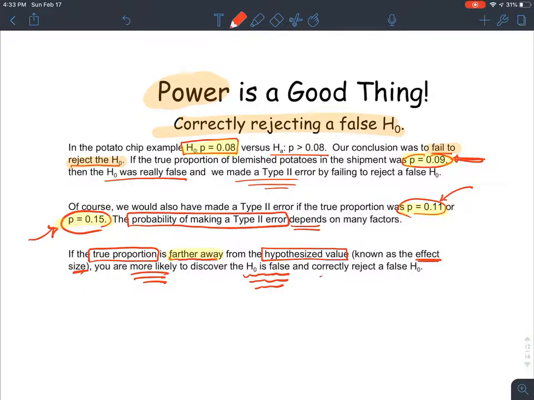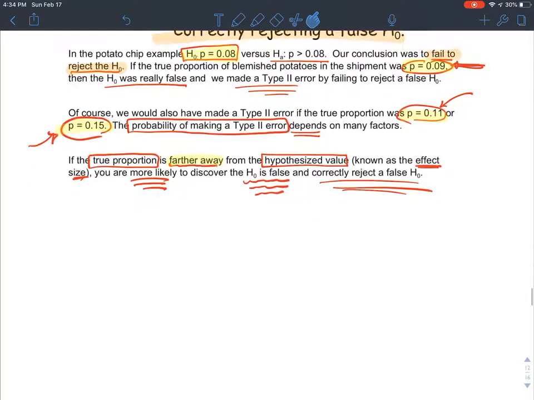And we may have correctly rejected that false null hypothesis if the hypothesized value is much more distant from the true population proportion. Now, we don't know what the true population proportion is in problems. If we knew that, we wouldn't even need to be doing a significance test because we would know what that value is. Okay? But it's just this idea here of the farther away the true population proportion is from whatever the null hypothesis is, it makes it easier to detect that, and it decreases the chances of us making a type 2 error. Okay, which means we're increasing the power.